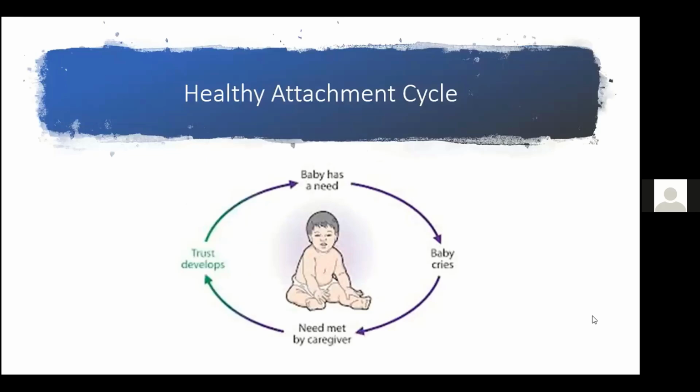So what does a healthy attachment cycle look like? Essentially, a healthy cycle will develop from an adult noticing, understanding and responding to a child's needs. So a child or baby will have a need, they will cry to signify that need, and the need would then be met by their caregiver. And from that cycle, the child learns trust. They learn to understand that their needs will be met and that they can rely on that caregiver to meet their needs consistently.